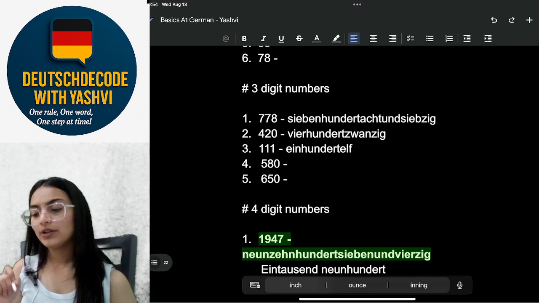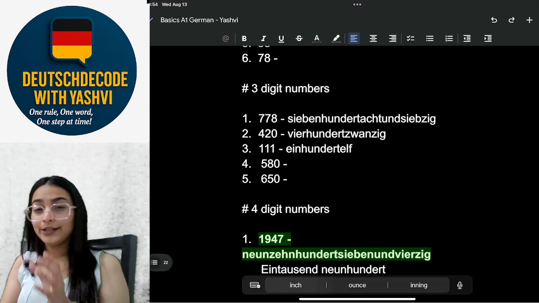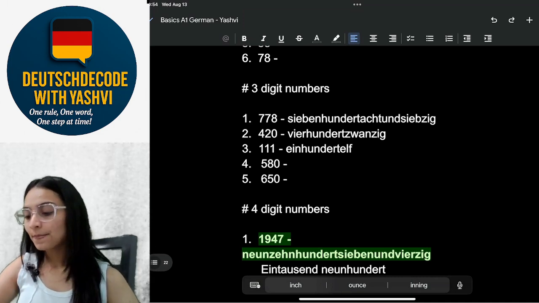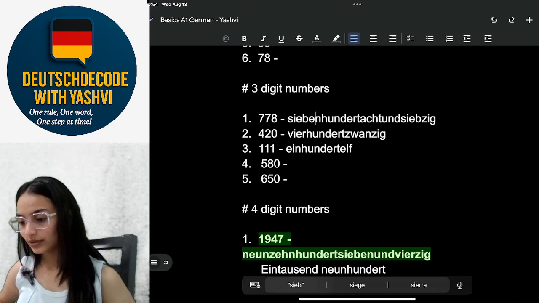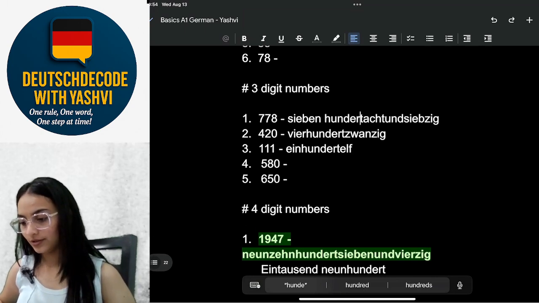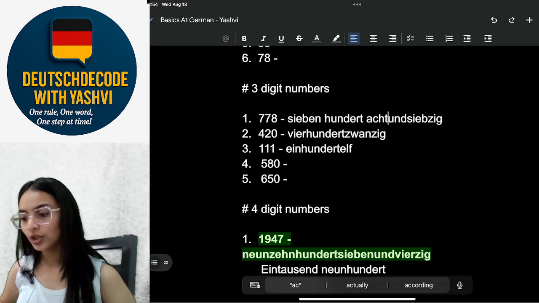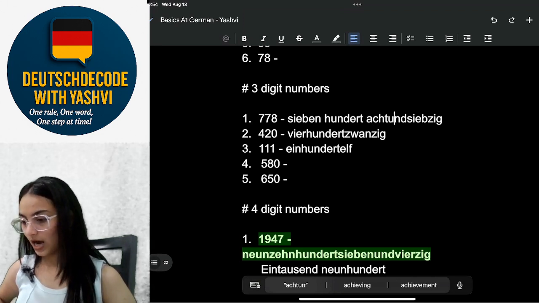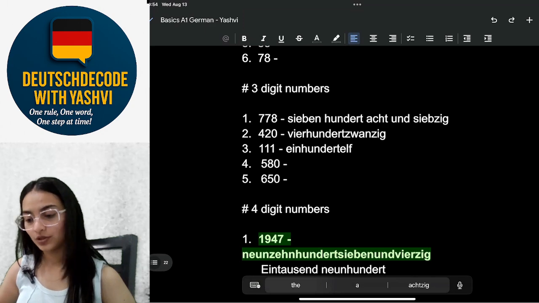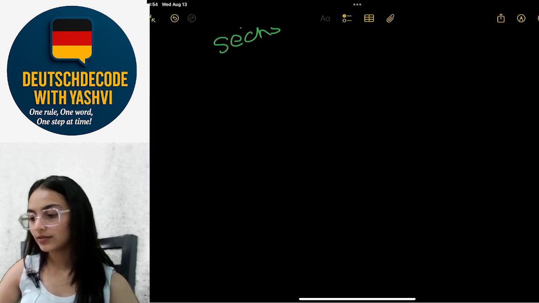So let's go to 3-digit numbers. So here I've written 778. I know it's a long big word, but actually we have to write it like that, and I can just help you to break it down. Sieben, it's 7. 700, it's 700. Acht und 70, it's 78. Acht, as we write 8, then we have to add und and then we have to write 70. 70, it's 70.